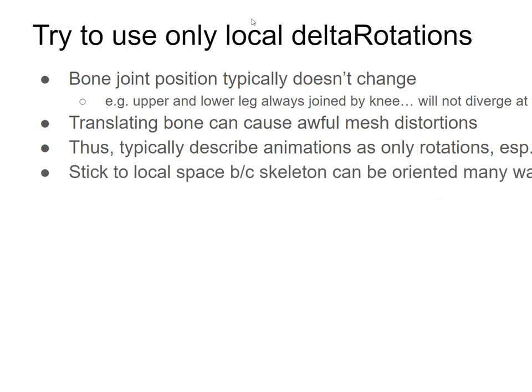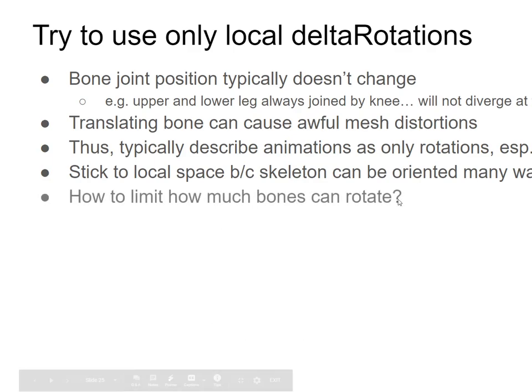And the reason I mentioned local specifically is because your skeleton can be oriented in any way in the game world, but if I want to move my arm up, I shouldn't have to worry about how my character is positioned in the game. We'll talk about this in a second, but you can limit how much the bones will rotate by applying kinematic constraints. I'll show you an example of when you don't limit it. So it's demo time.